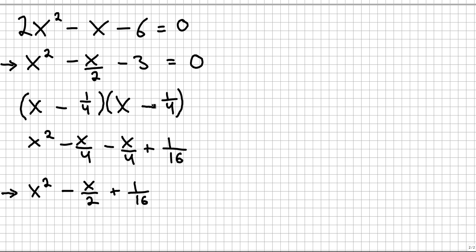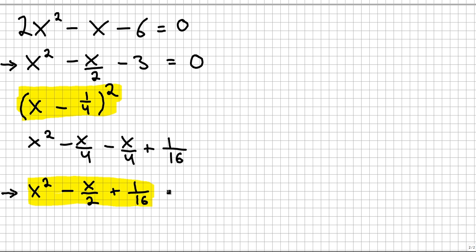So we have to compensate. We can rewrite this as this, right? And we know that if we expand this, we will get this. That's what we just did. The only problem is that it's not exactly the same thing as this expression, because here we have plus 1 over 16 and we would like to have minus 3. So we have to add a number here.